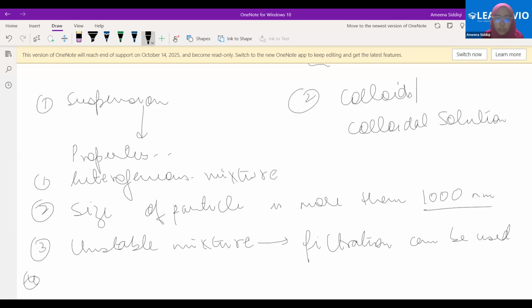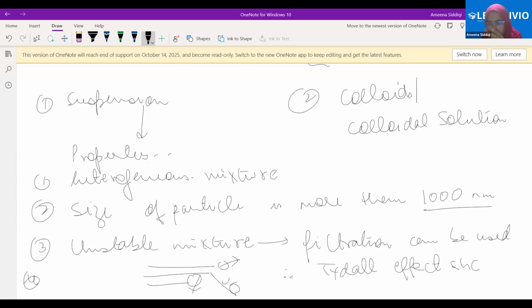And now the fourth point. Since the particles are quite big, don't you think the rays of the light will be scattered by them? The particles are big in size. Let's say these are the particles. The light will be scattered. And if the rays of the light are scattered, can we see the path of the light? Yes or no? Yes, ma'am. Therefore, suspensions show the Tyndall effect. Are you getting it? All four of you.